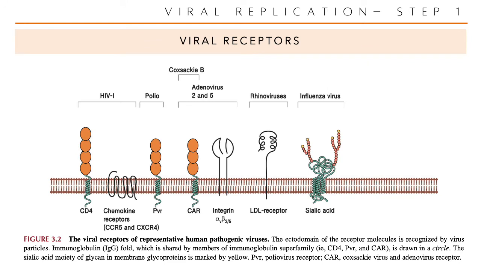For example, HIV-1 will look for the CD4 receptor, which is commonly expressed by immune cells like the T helper lymphocytes, macrophages, and monocytes. The poliovirus will look for the PVR, or the poliovirus receptor. The Coxsackie B virus and adenovirus share a receptor, which is the CAR, or Coxsackie adenovirus receptor. So this is unique for every virus.